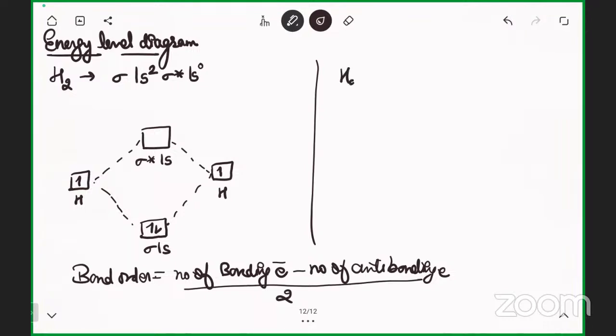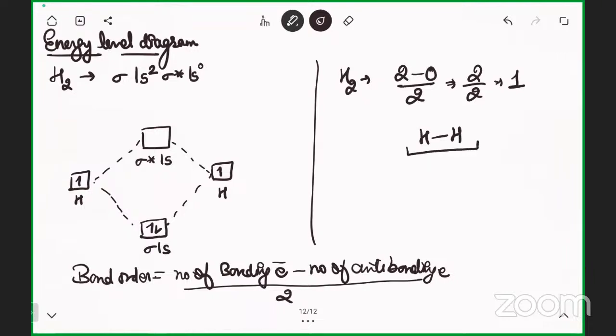So in case of H2, what will happen? Number of bonding electrons is 2, which are present here. Okay. And number of anti-bonding electrons is 0, divided by 2, that is equal to 2 upon 2, which is equal to 1. So it means we know that there is one bond between the hydrogen and hydrogen atom. Clear this much?